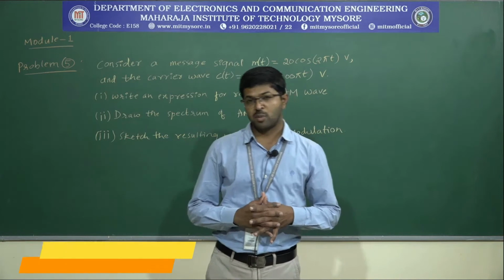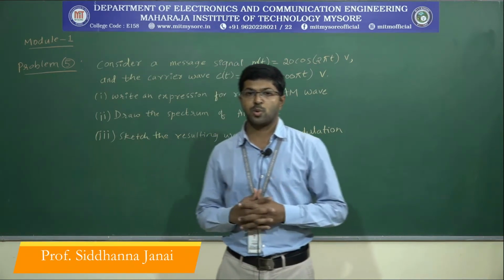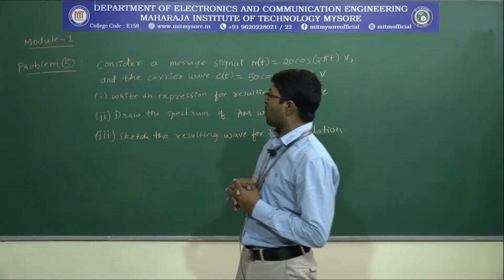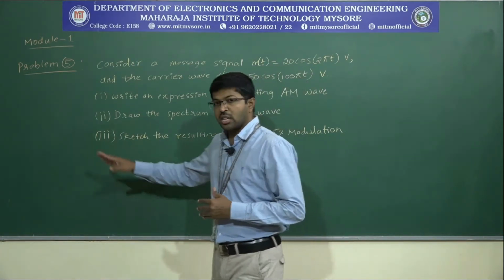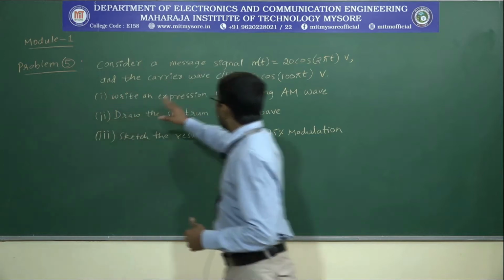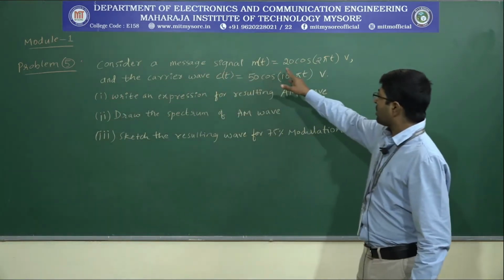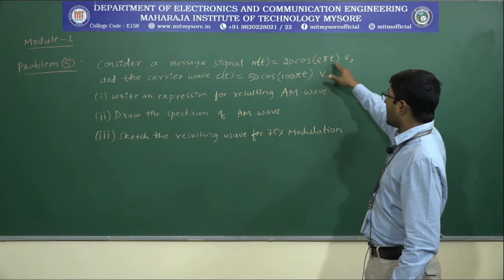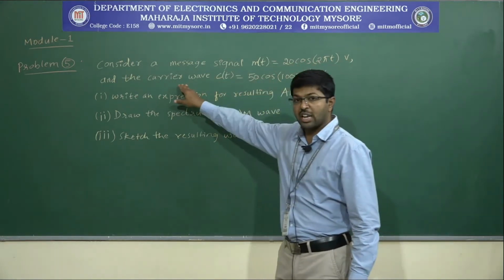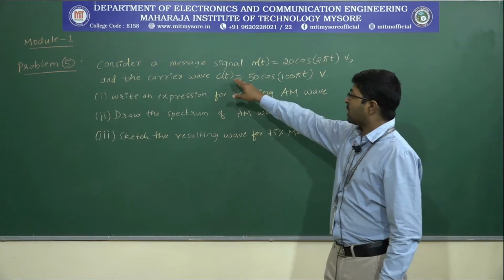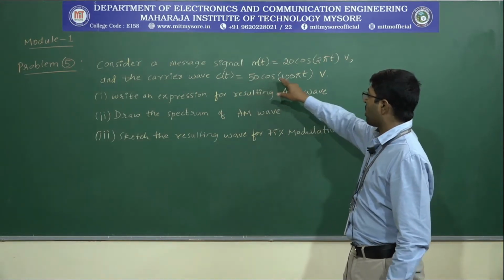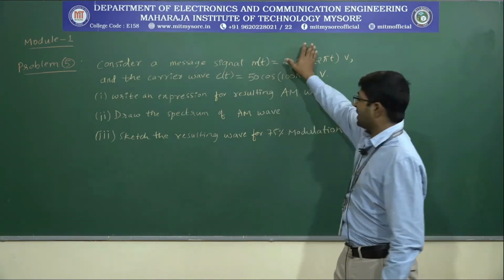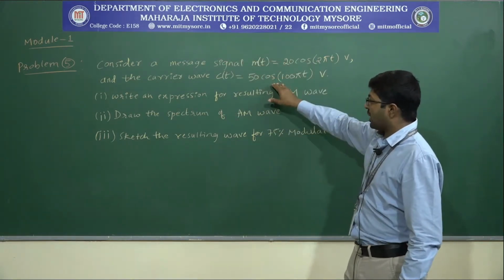Hi all, in the previous sessions we have solved a few of the problems on AM modulation. Continuing with the problems, let us consider the next problem: consider a message signal m of t given by the equation 20 cos 2 pi t volts and the carrier wave given by the equation c of t is equal to 50 cos 100 pi t. This is the message signal and this is the carrier signal.